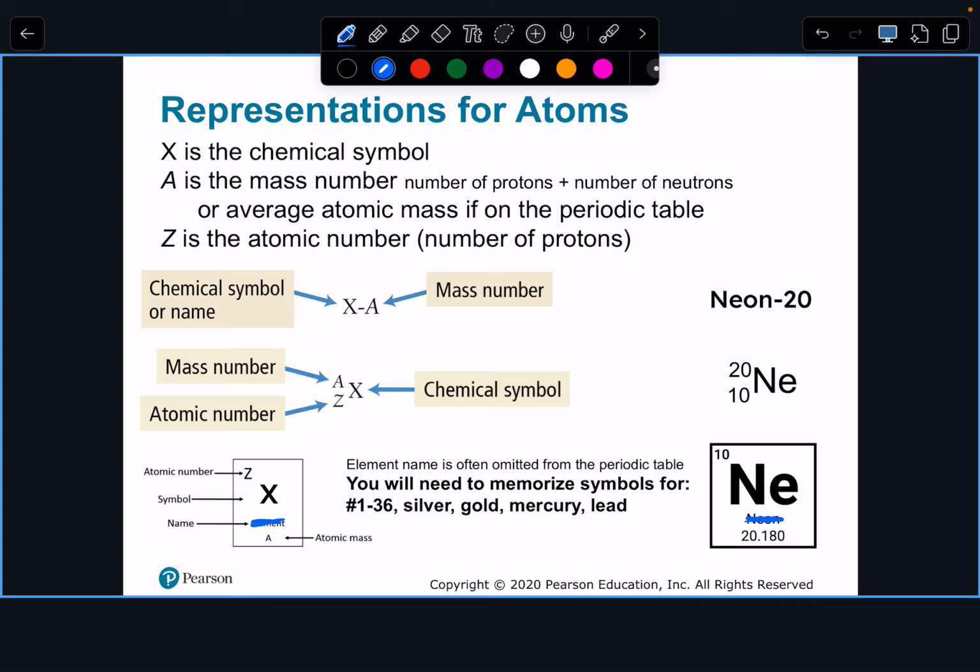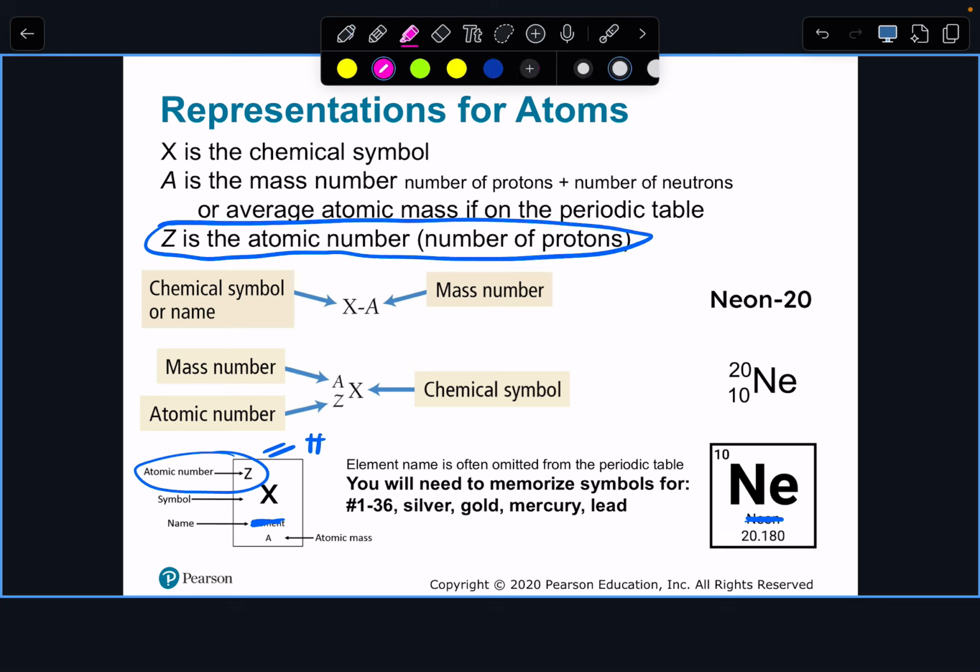So atomic number here equals number of protons. I'm going to write that and then it's going to be up there, isn't it? Yep, right there. Atomic number, number of protons. Apparently I just need to highlight things instead of rewriting them.